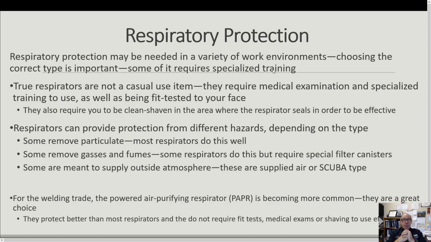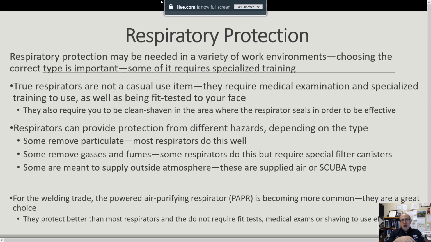Respiratory protection. Depending on what you're doing, you may need to use it on the job. Choosing the correct type is important. Some of it requires specialized training. So true respirators are not a casual used item. You can go to Norco and buy a $20 respirator and it works. In reality, it's not as casual as that.